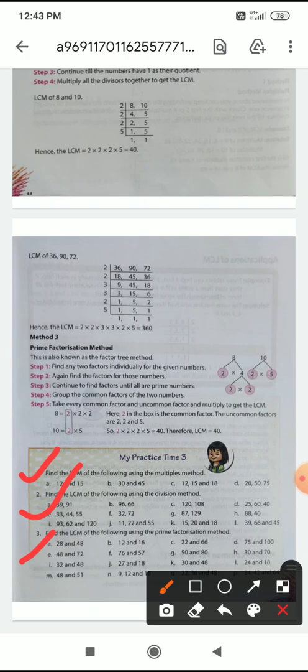Okay, in number 1 children, you do all the bits, and in number 2 you do at least 6 bits. Okay, in number 3 also you do at least 6 bits. So my practice time 3 is your homework.